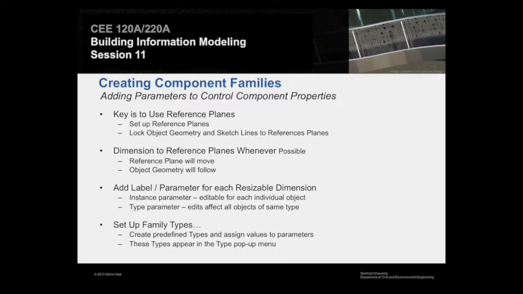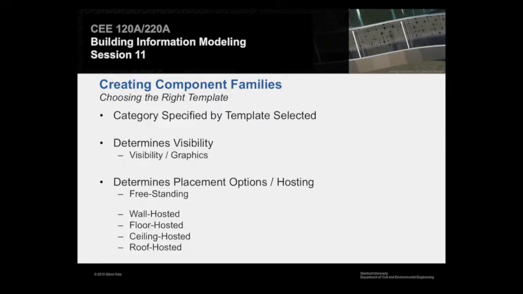As we get going, we're going to be using parameters to control all sorts of different things. Using the reference planes, we're going to set up dimensions to control where the reference planes are. We're going to add some parameters to the dimensions that'll determine the reference plane location. And then finally set up different types of families that have different groups of parameters loaded into them. So it's probably easier to just show you how it all works.